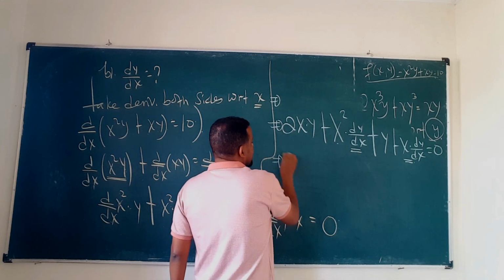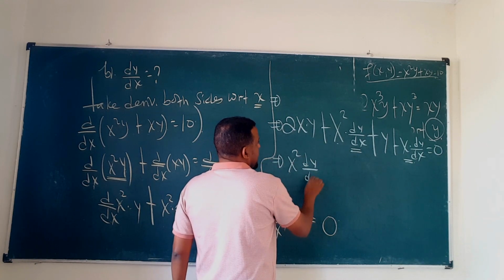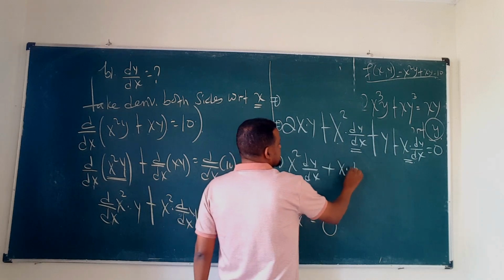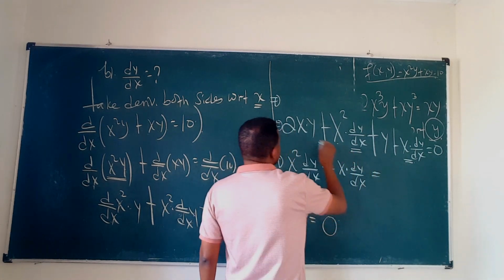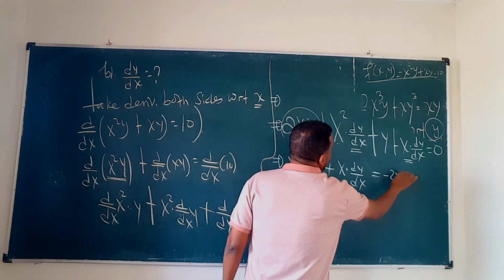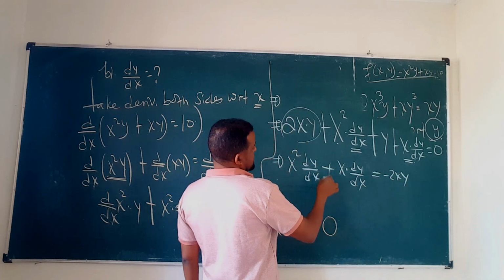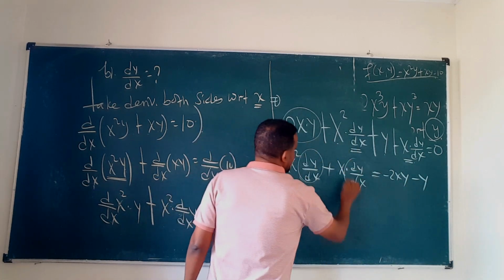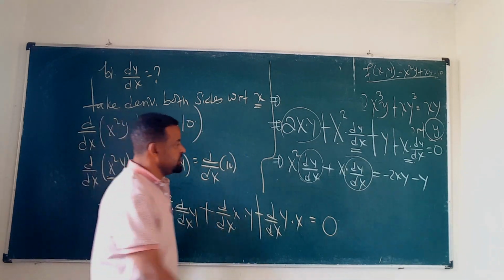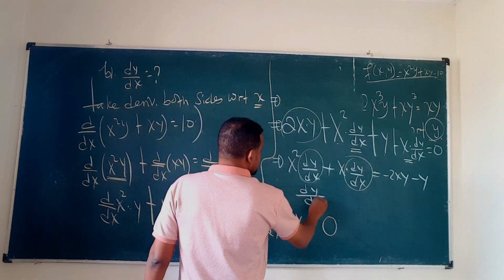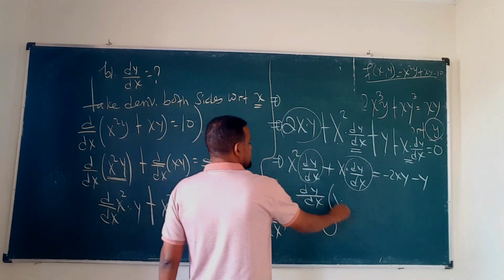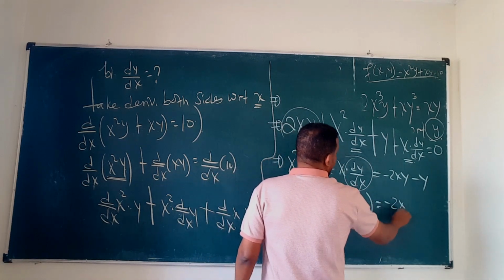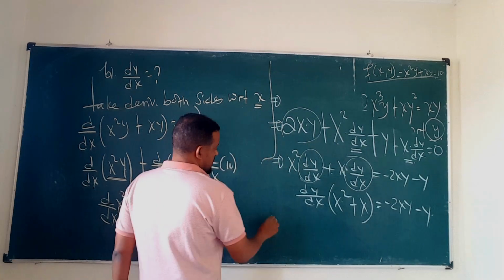This implies x squared times dy/dx plus x times dy/dx is equal to, moving this across, negative 2xy, and y moving across becomes negative y. So what is common here? dy/dx is common. Taking dy/dx common, here it is x squared plus x, which equals negative 2xy minus y.